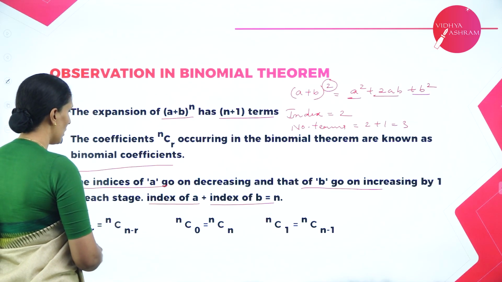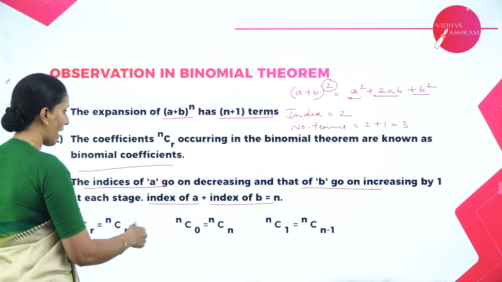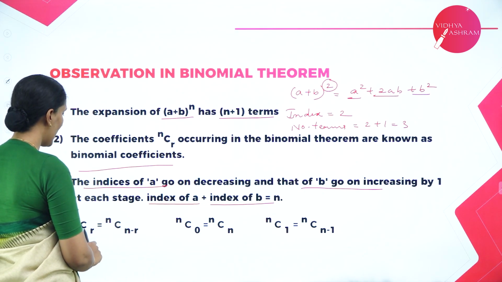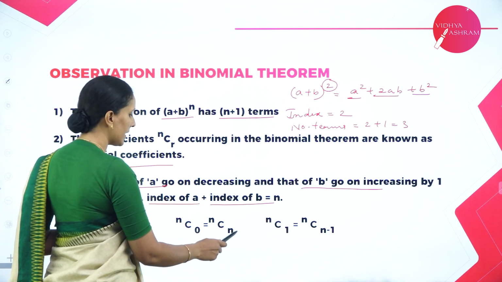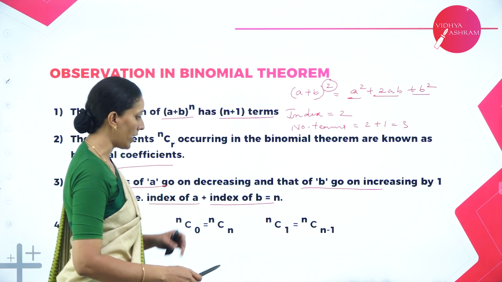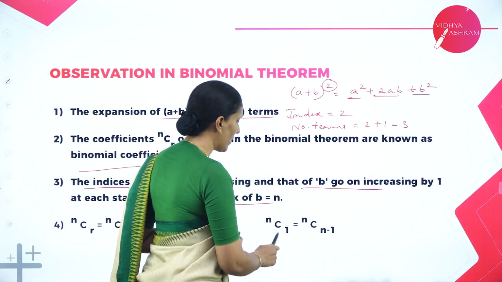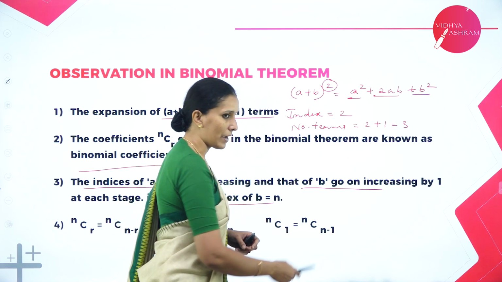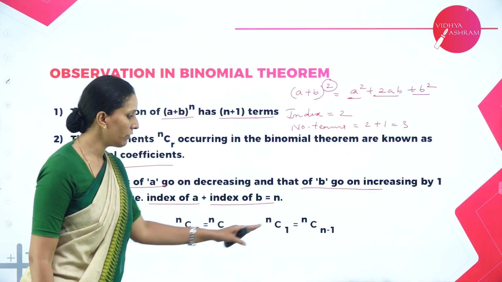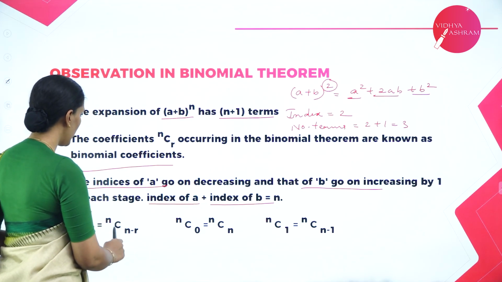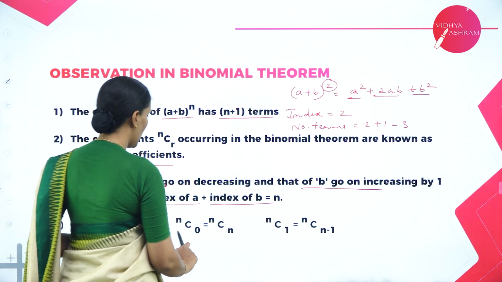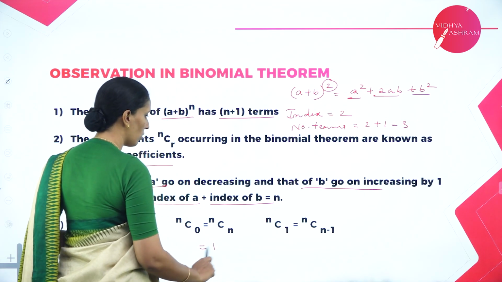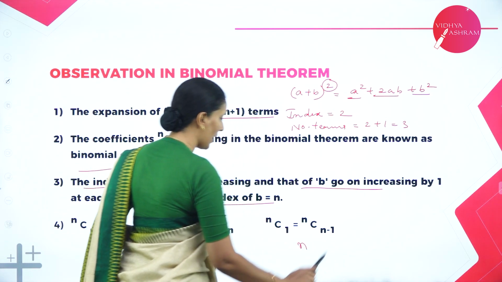Next are some properties of combination which we have already studied. nCr is nC(n minus r). nC0 and nCn are the same, whose value is 1. And also nC1 is nothing but nC(n minus 1). So all of these give you the same value. The value of the combination will be the same. Here the value is equal to 1 for both. Here the value is equal to n for both.